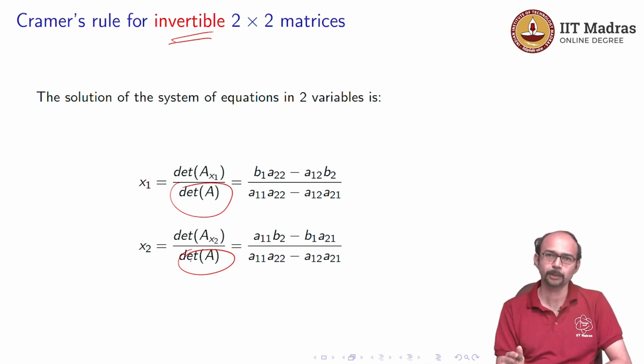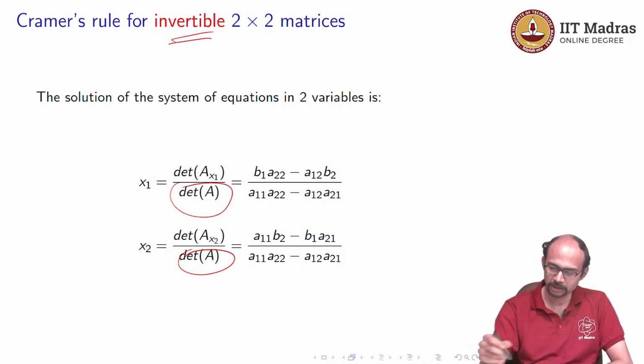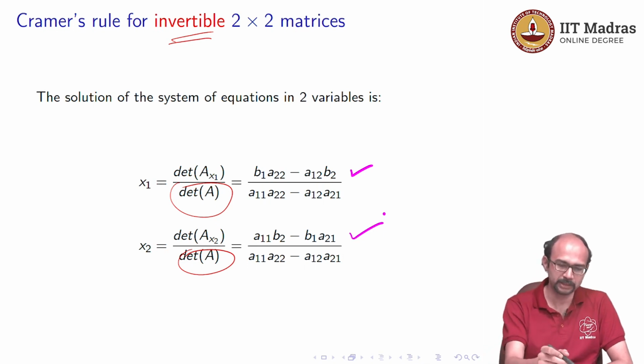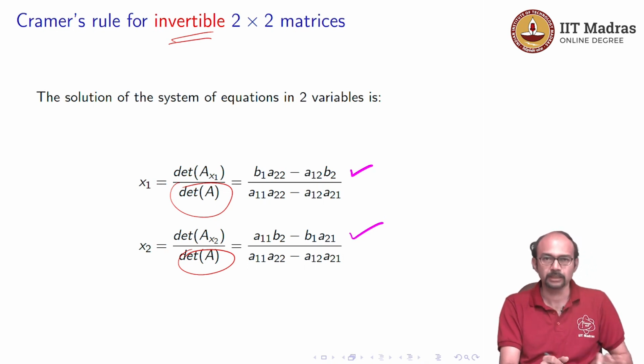For 2 by 2 matrices the determinant is easy to compute. So, the numerator for the first expression is B1 A22 minus A12 B2, and the numerator for the second expression is A11 B2 minus B1 A21, and the determinant of the matrix A is A11 A22 minus A21 A12. Fine. So, that is the algorithm you have to follow for Cramer's rule to find the solutions of a system of equations where the coefficient matrix A has non-zero determinant.